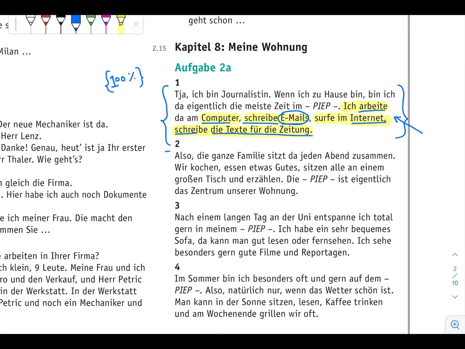Again, we will do Nummer 2, then we will check. 2.